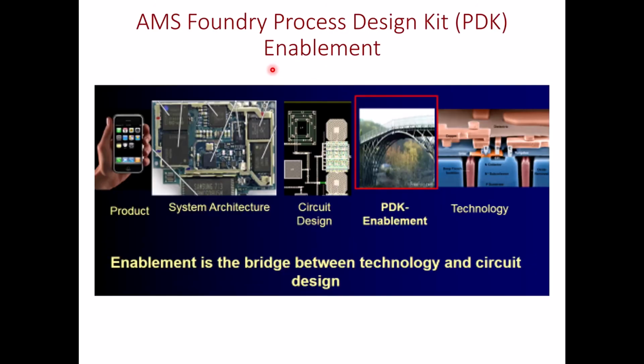So if you see the AMS Foundry process design kit, especially the enablement part, it forms a bridge between the two worlds. On one side of this, you have the people in one company, company A, who are looking at the product, the system, the circuit design. And on the other end of the bridge, you have company B, where people are focusing on creating the technology, manufacturing the hardware, right? So when we talk about AMS PDK enablement, this serves as a bridge between the technology and circuit design, and hence it is one of the very important aspects of a foundry business.